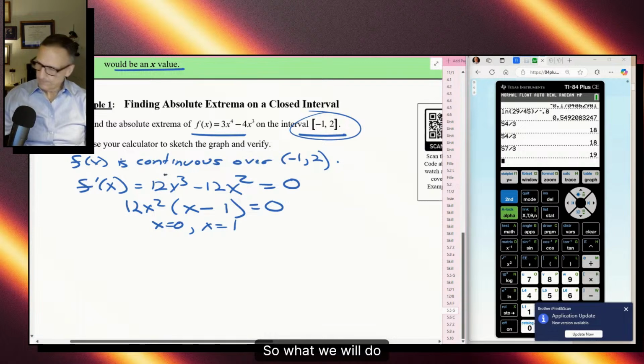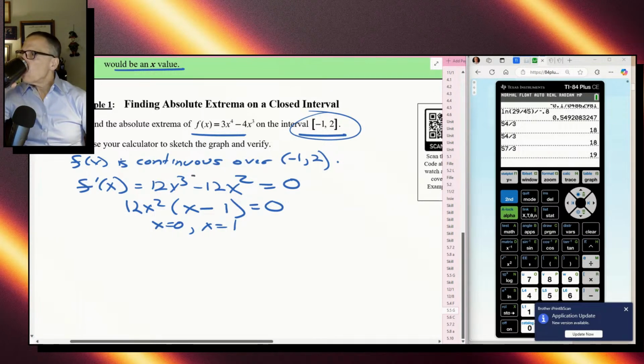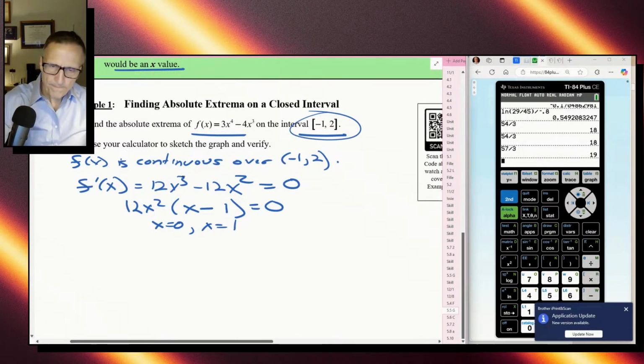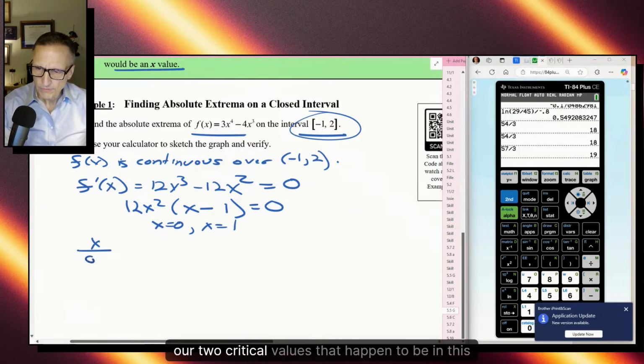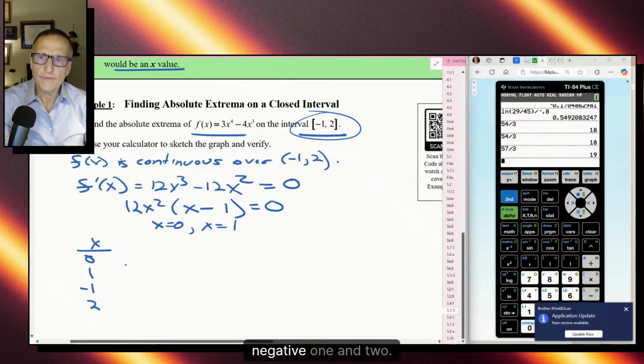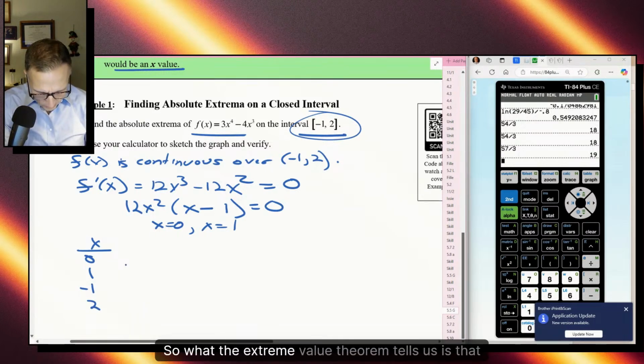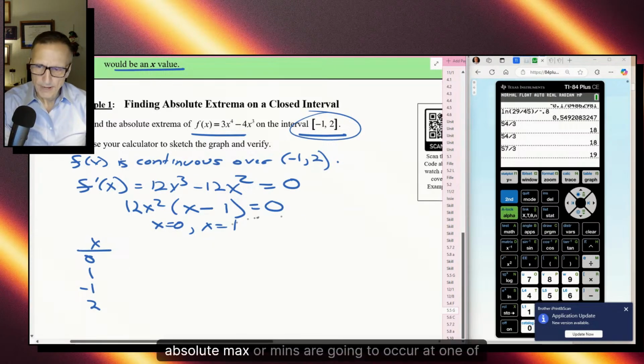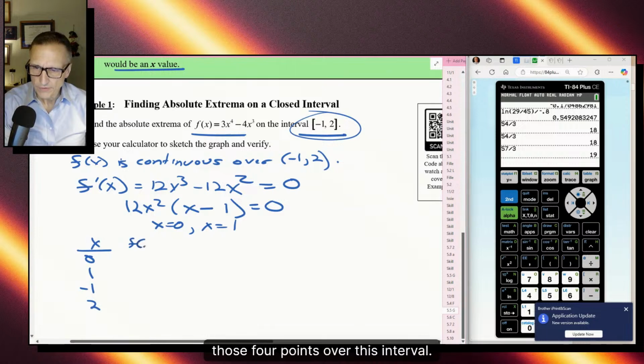So what we will do is make our list of candidates. Well, our two critical values that happen to be in this interval are part of our list of candidates. And then we will also throw in the two endpoints, -1 and 2. So what the extreme value theorem tells us is that the absolute max or mins are going to occur at one of those 4 points over this interval.